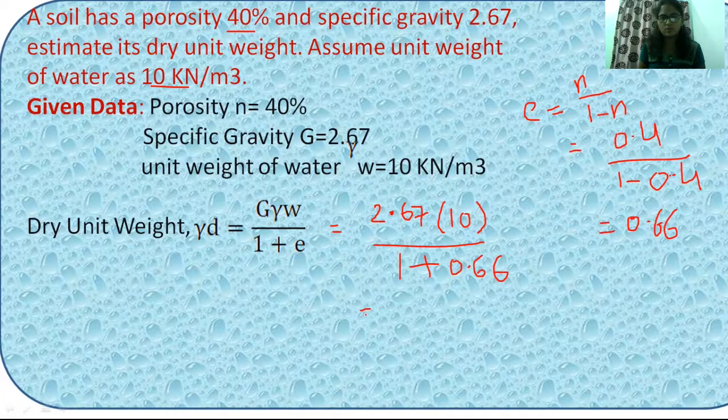What is the value of gamma D? Gamma D is equal to 16 kilonewton per meter cube.